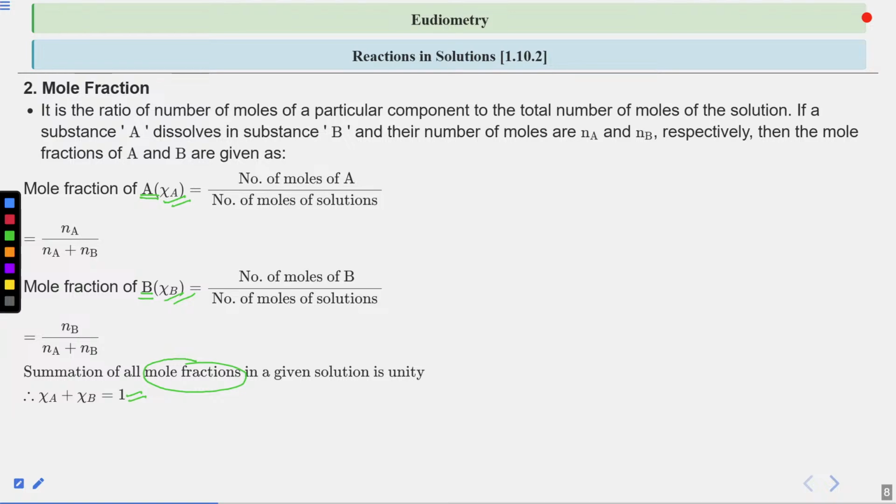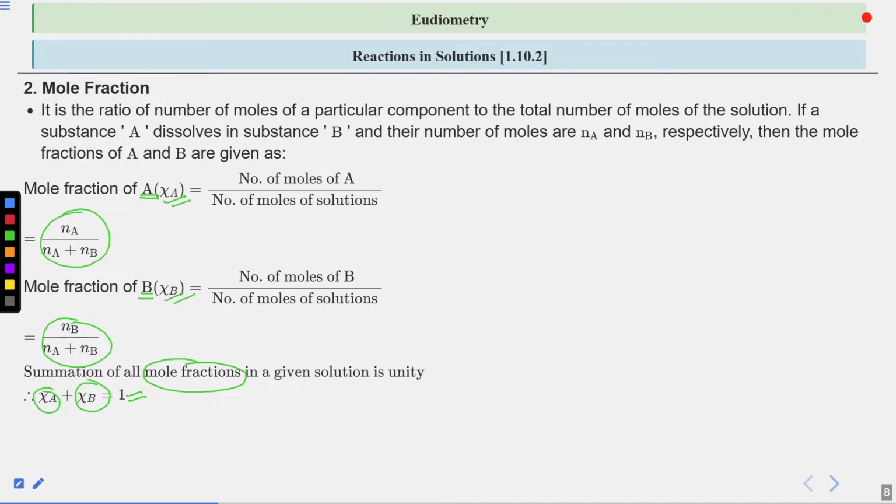Just try to derive this formula. How will you derive it? Put the value of chi A, put the value of chi B, and see whether you are getting 1 or not. This is work for you. Again I am repeating it. The addition of the mole fractions of all the components in a given solution is equal to 1.